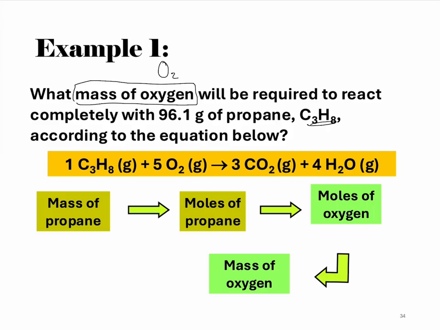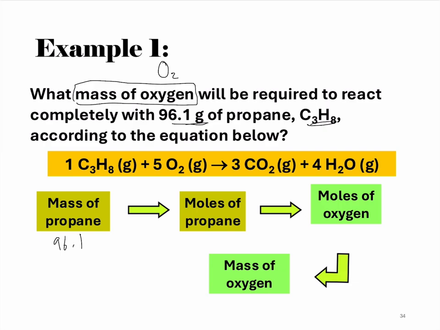And so if we were to look at our flow chart, we would come up with something like this, where we start with the mass of propane, because that's what's given to us. So this is 96.1. You go to moles of propane, and how do you go from the mass of propane to the moles of propane?